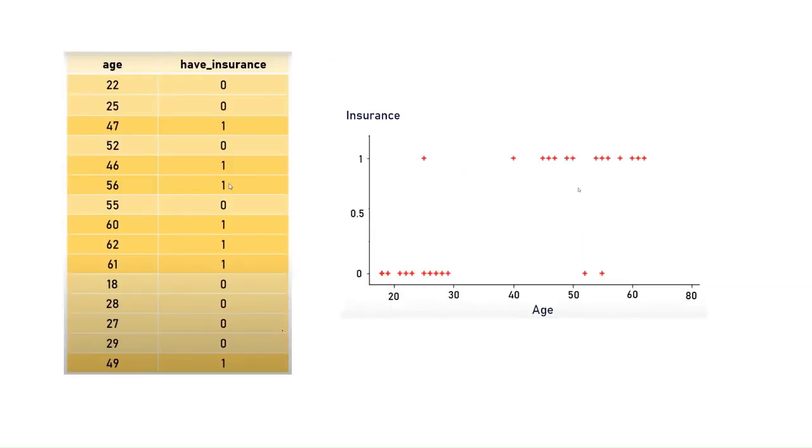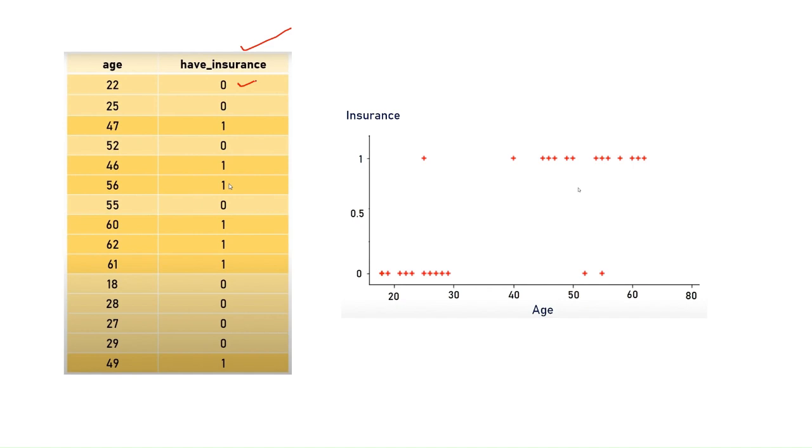Now, assume you have a data set here. This data set is of different persons having different ages and whether these persons have insurance or not. The first person, with 22 years of age, he has insurance. Sorry, he does not have insurance.